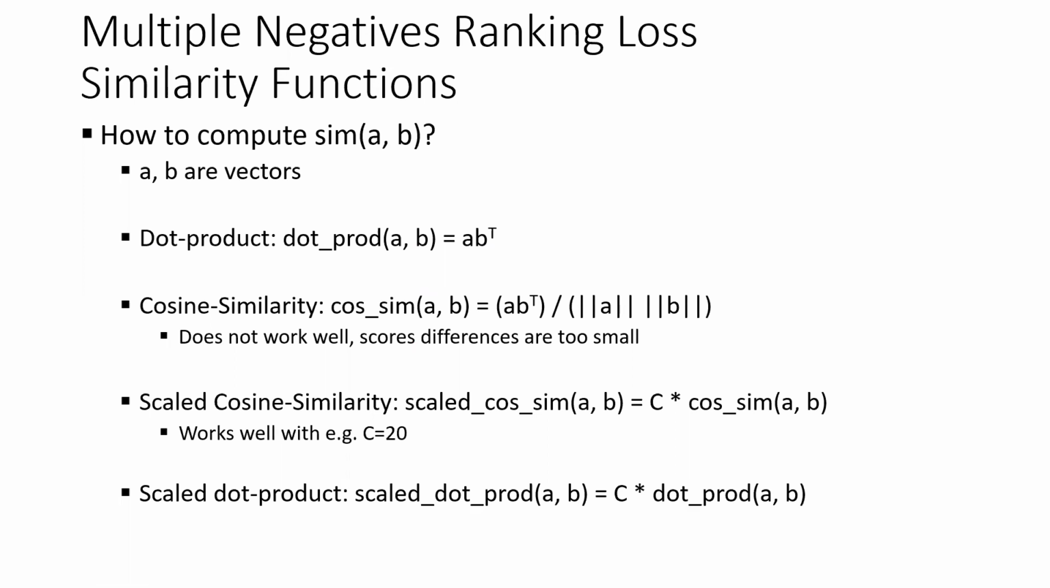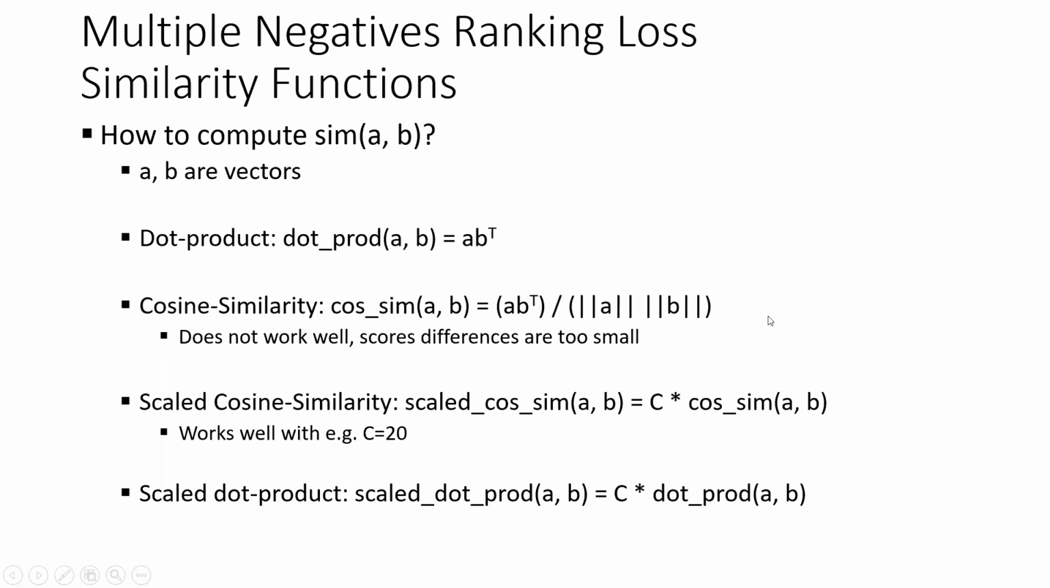One critical component of this loss is how to compute the similarity of A and B. A and B, just a reminder, are vectors or sentence embeddings. And there are different options for how you can compute the similarity. One option is to compute the dot product, so you multiply vector A times vector B. A different option is to use cosine similarity. For cosine similarity, you multiply vector A and vector B, and you divide by the length of A and the length of B.